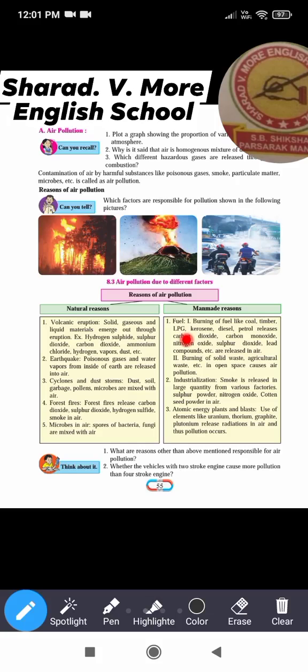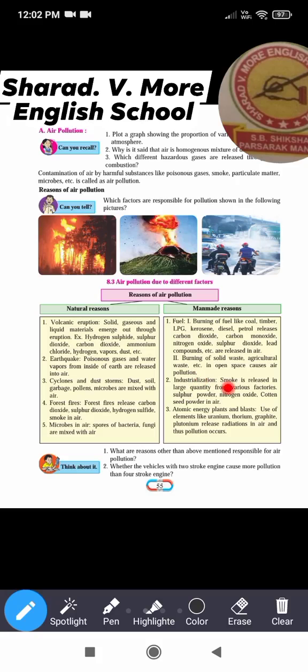Now, what happens when there is burning of the fuel? There is also emission of CO2, CO, etc. that pollute the air. Burning of fuel like coal, timber, which means wood, and LPG, liquefied petroleum gas, kerosene, diesel, petrol, releases carbon dioxide, carbon monoxide, nitrogen oxide, sulfur dioxide, lead compounds, etc. and these cause air pollution.